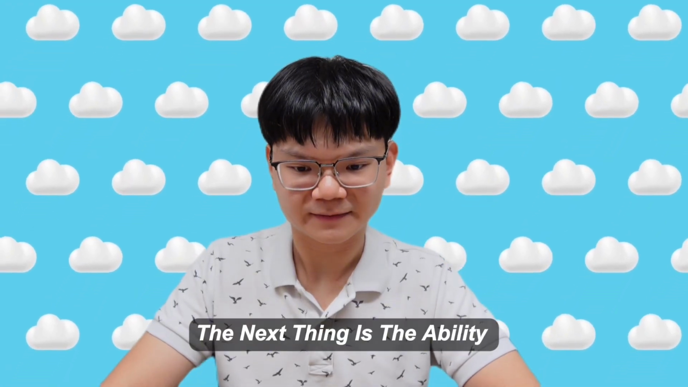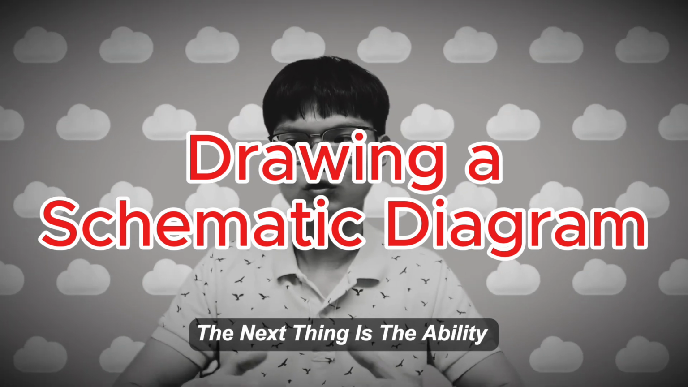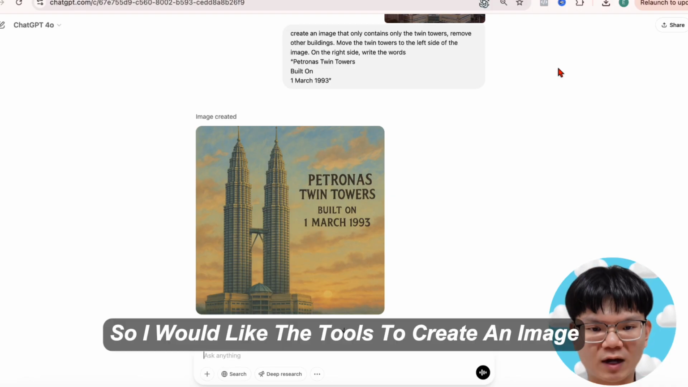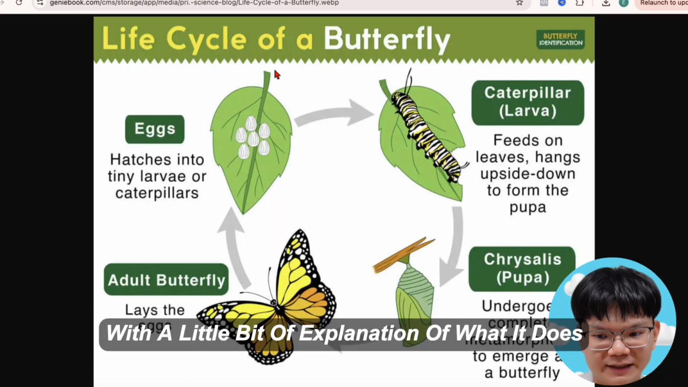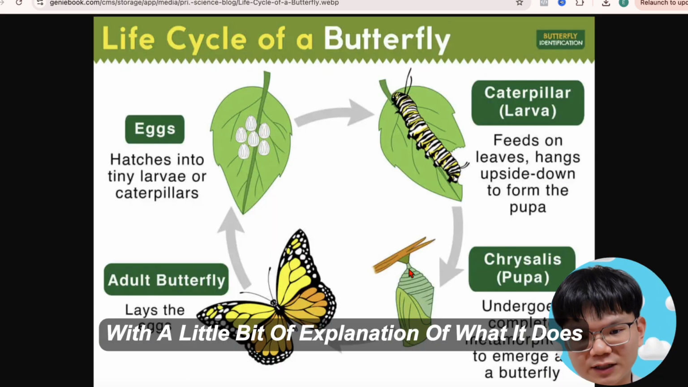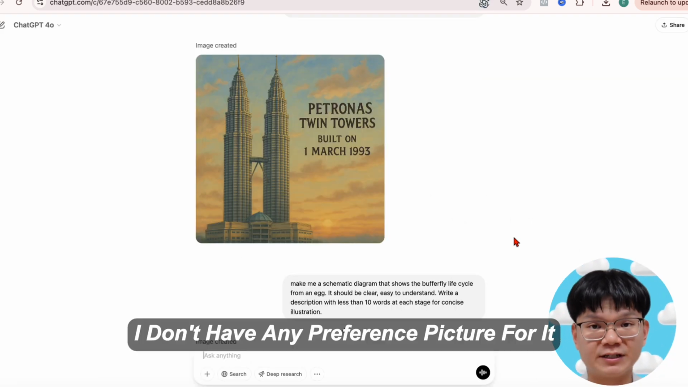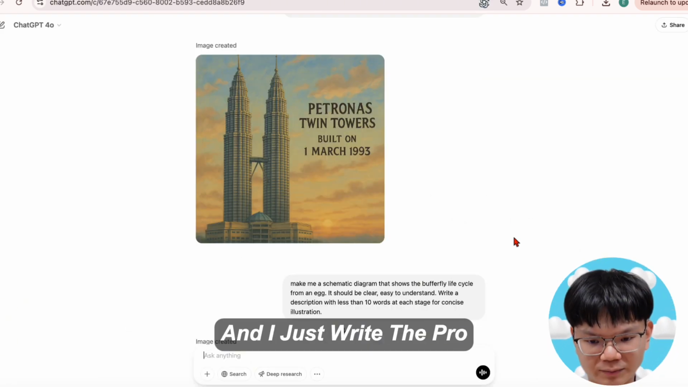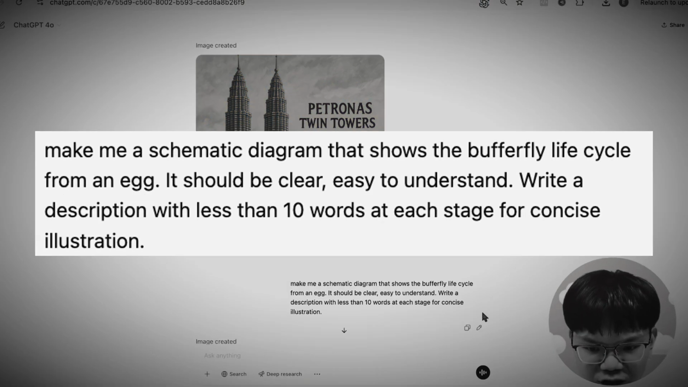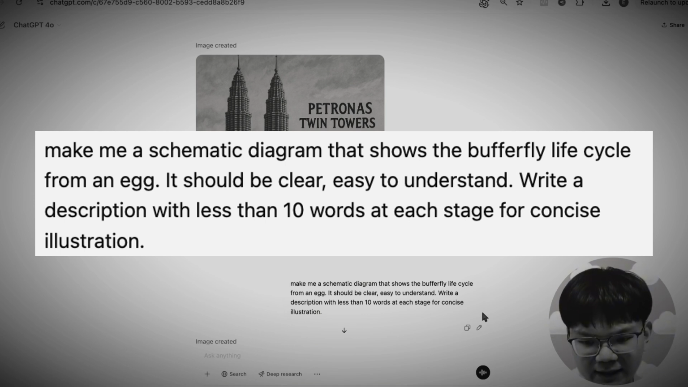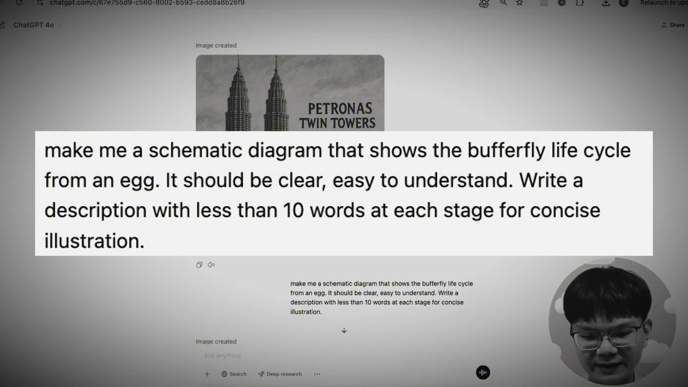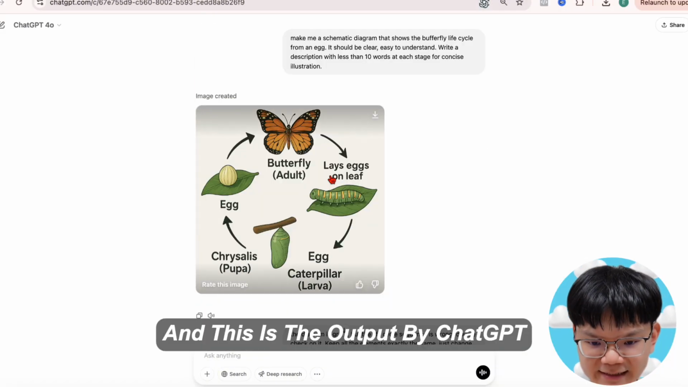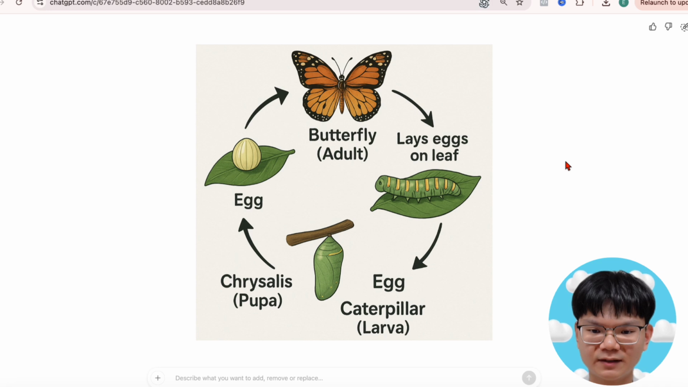The next thing is the ability to draw a schematic diagram. So I would like the tools to create an image something like this, with a little bit of explanation of what each part does. I don't have any reference picture for it, and I just write the prompt: make me a schematic diagram that shows the butterfly life cycle from an egg. It should be clear, easy to understand, and write a description with less than 10 words at each stage for concise illustration. And this is the output by ChatGPT.